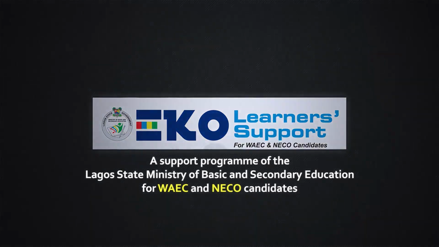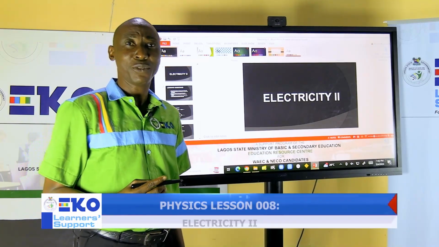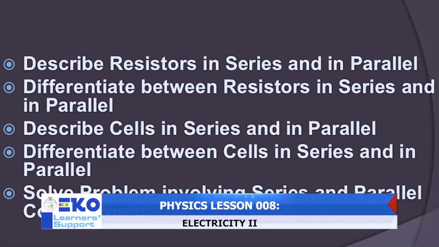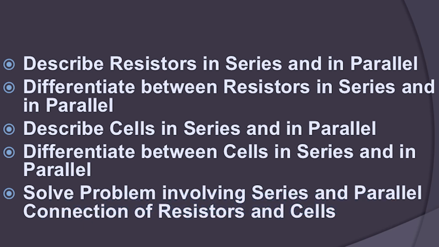What are the objectives you want to achieve today? They are: describe resistors in series and parallel. Differentiate between resistors in series and parallel. Describe cells in series and parallel. Differentiate between cells in series and parallel. Solve problems involving series and parallel connection of resistors and cells.